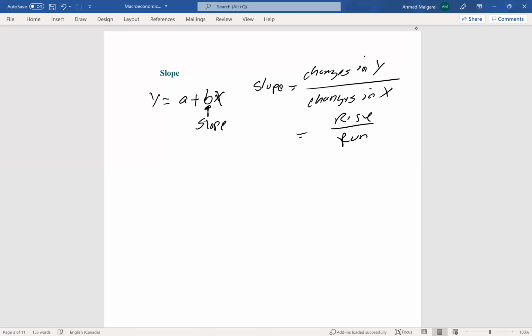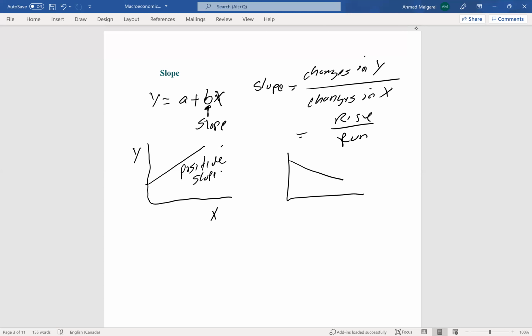As we said before, I'm going to draw, for the sake of repetition, if you have a curve like this, it means that it is a positive slope. We use an example: x is the number of hours you study for the exam, y is the score. There's a positive relationship. More study, higher grade.